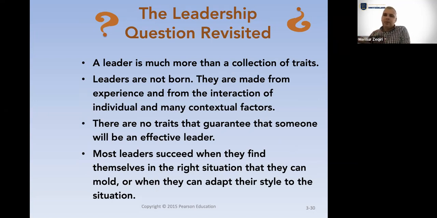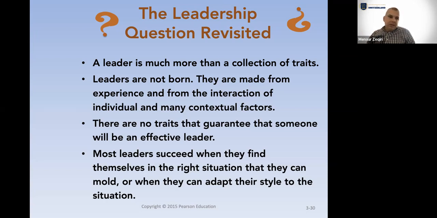Are leaders born or made? As we said in the beginning, and some of you rightly pointed out, leadership is much more than a collection of traits. There are no particular traits that we can identify with leaders. And that shows that leaders are not born, but made from experience and from the interaction of individual as well as many contextual factors.